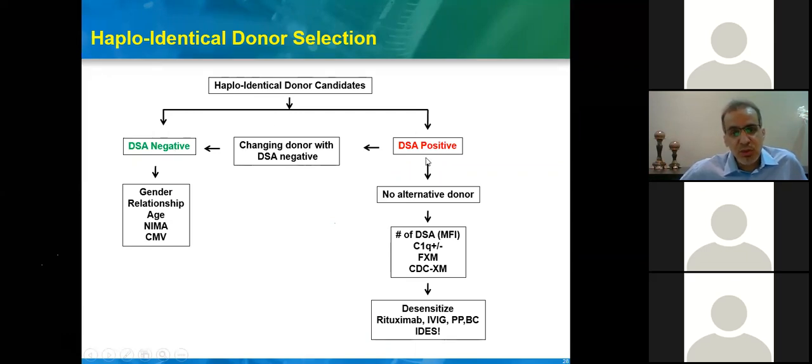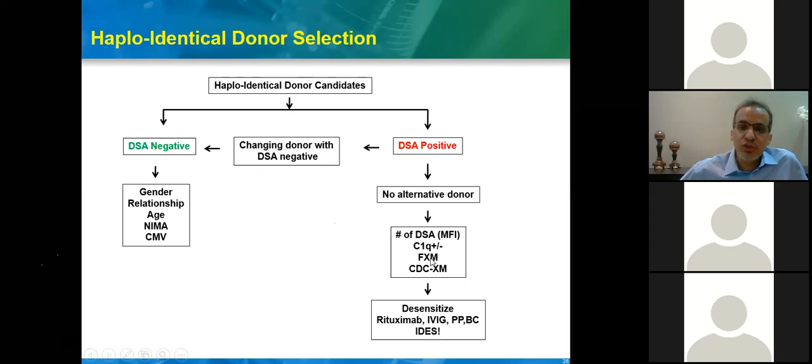But if there are no other options, no alternative donors, then we look at the number of donor-specific antibodies and their MFI. We choose the donor who is with the least DSA, with the least cumulative MFI. Also, we prefer that he's C1Q negative to that particular mismatch.